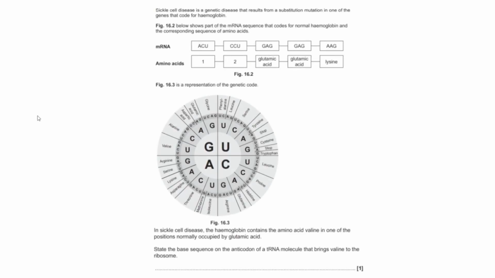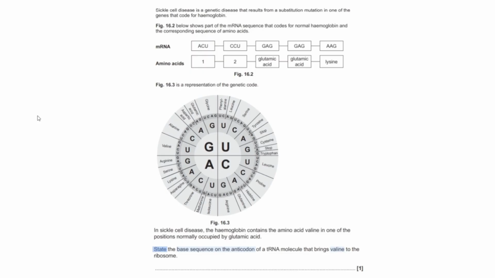Let's take a look at this exam question which tricked most candidates who attempted it. This question presents us with a multi-step context which we're going to have to interpret in order to answer the following question. State the base sequence on the anticodon of a tRNA molecule that brings valine to the ribosome.